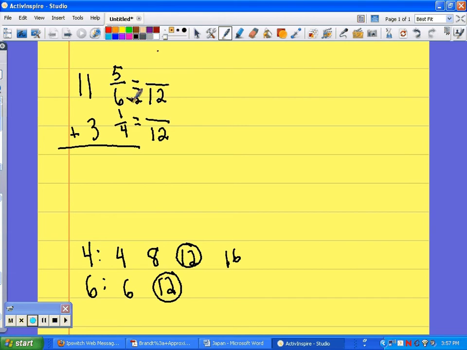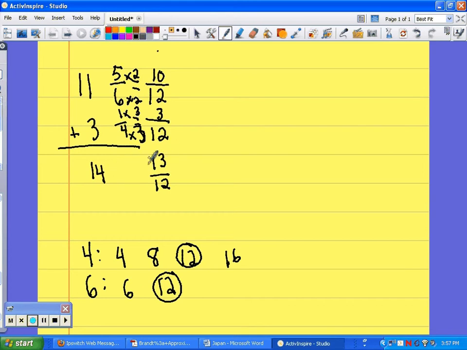6 times 2 is 12. 5 times 2 is 10. So 5/6 equals 10 twelfths. 4 times 3 is 12. So we do 1 times 3 is 3. And we can add those together. 10 twelfths plus 3 twelfths is 13 twelfths. And we add the whole numbers together. 11 plus 3 is 14.